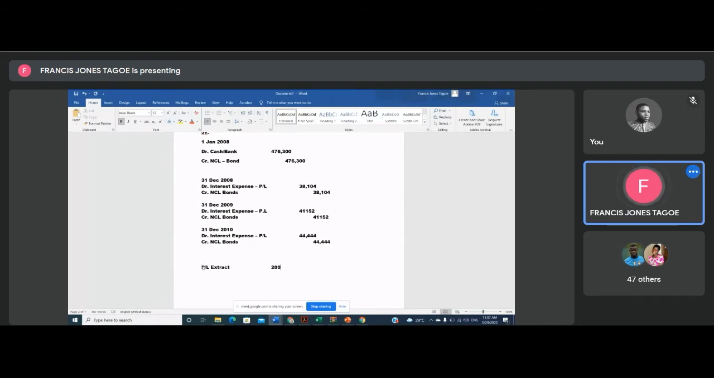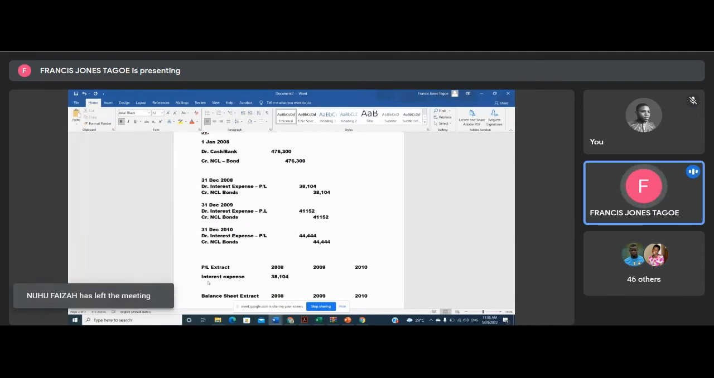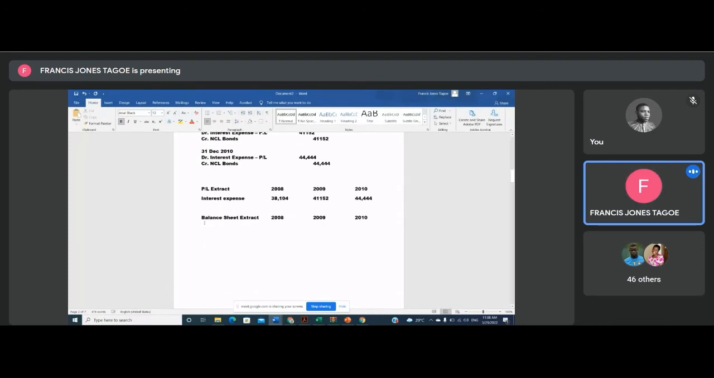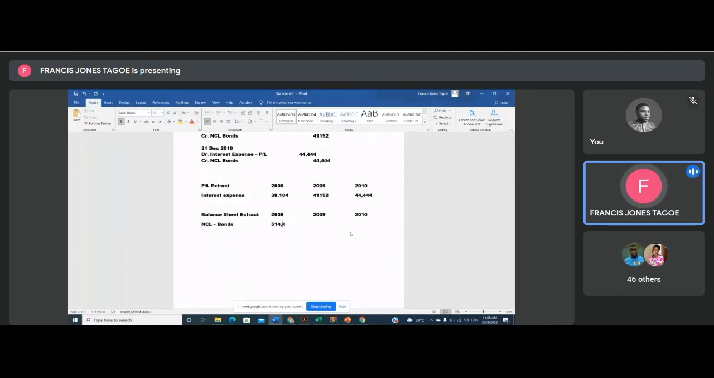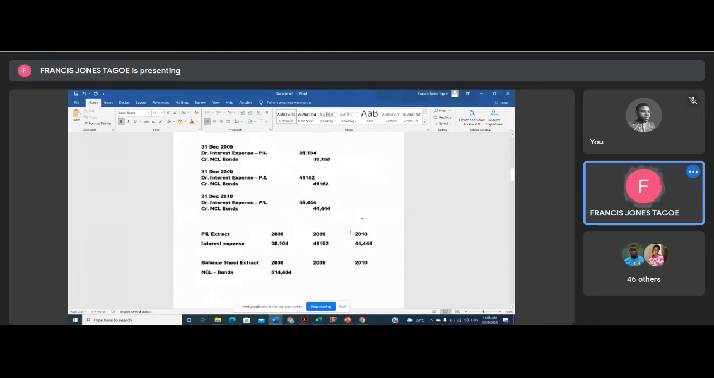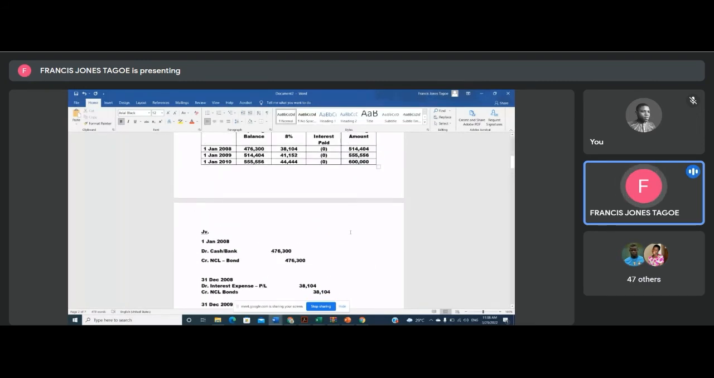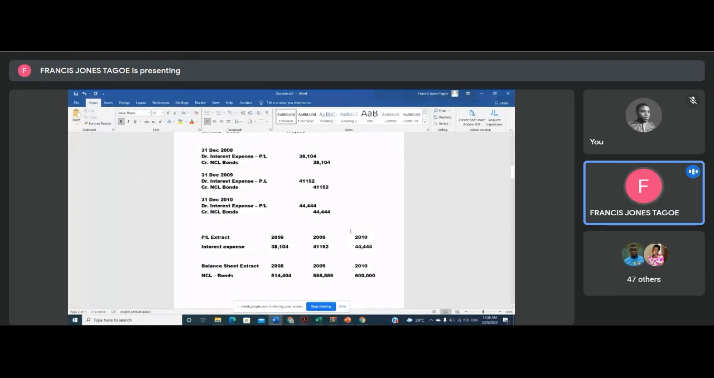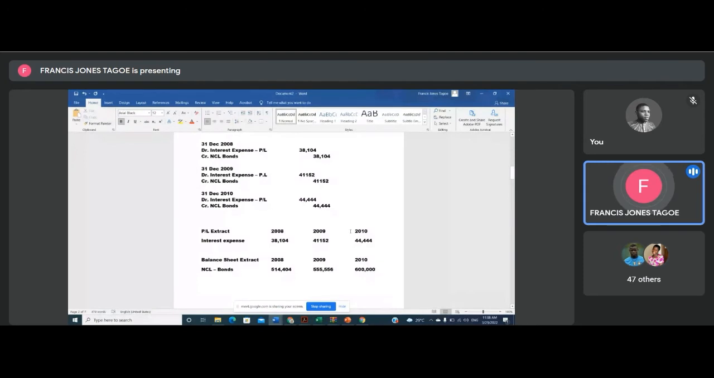extracts for 2008, 2010, and the balance sheet extracts 2008, 2009, 2010. So we have interest expense 38,104, 41,152, 44,444. Then we have non-current liability bonds. What are the closing balances? 514,404 in 2009, 555,556 in 2010 is 600,000. Okay. So that's how it's going to look like.